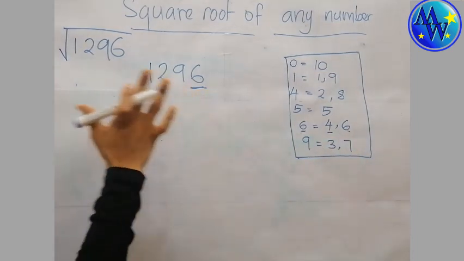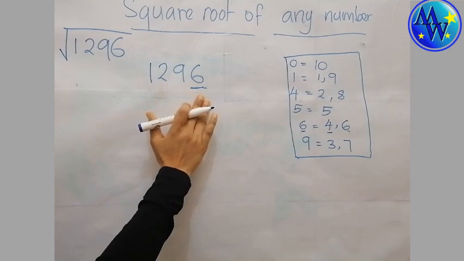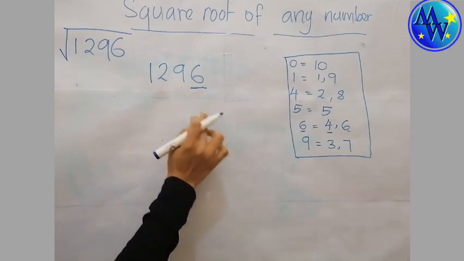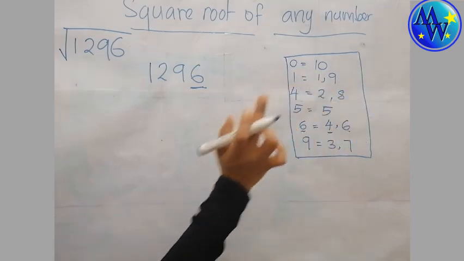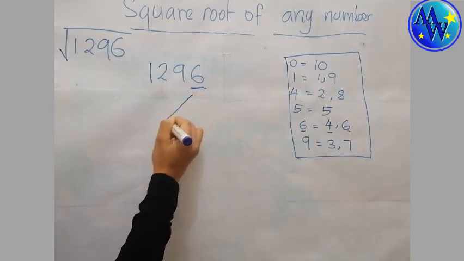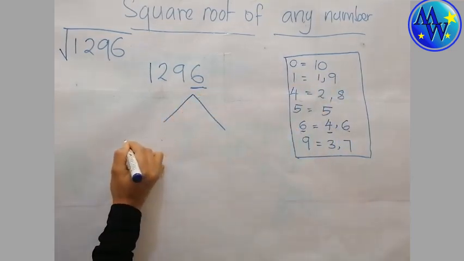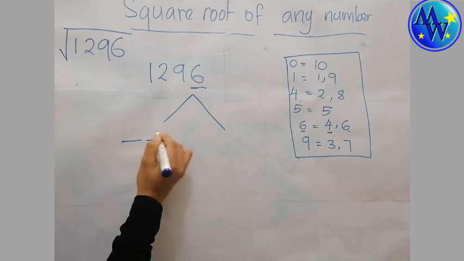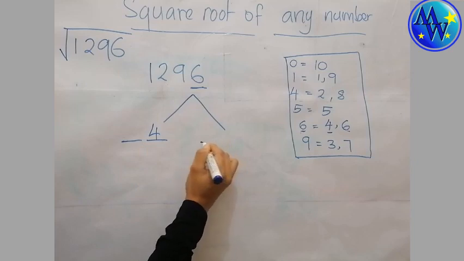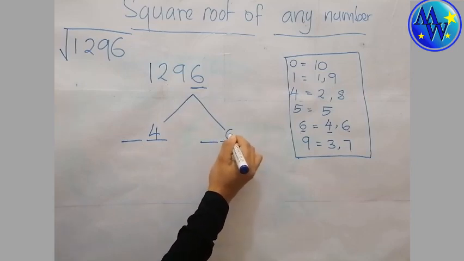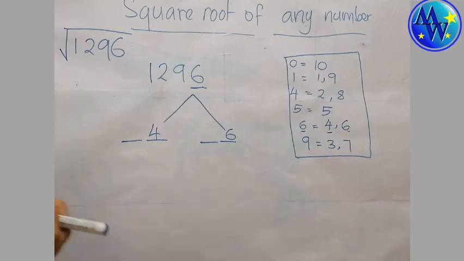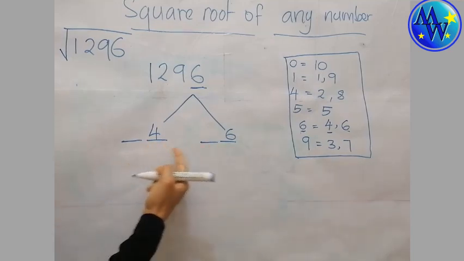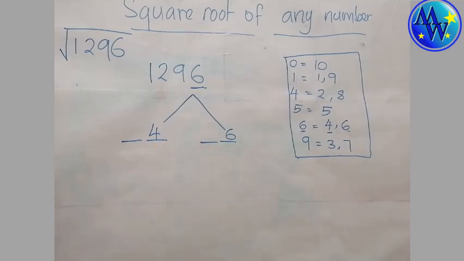So the second digit of the square root of this number should be 4 or 6. So we can just write it as, here there are two possibilities. One is the second digit of our square root is 4, or it should be 6. We are not sure which is our answer. Okay, so we got the possibilities for the second digit.